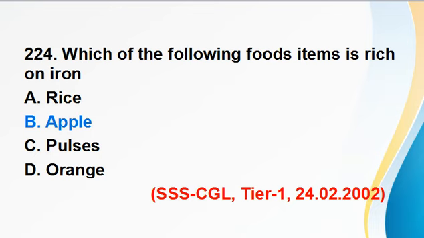Now question number 224. Which of the following food items is a rich source of iron? Option A rice, B apple, C pulses, D orange. So answer B is correct. Apple is a rich source of iron. Apple contains 1.1 milligram of iron per 100 grams of apple. So answer B is correct.